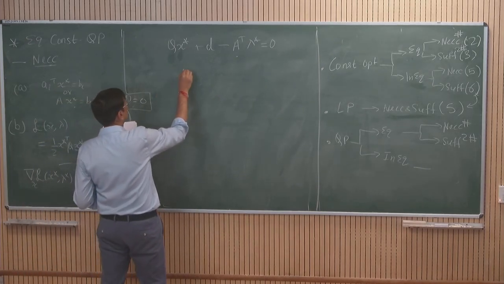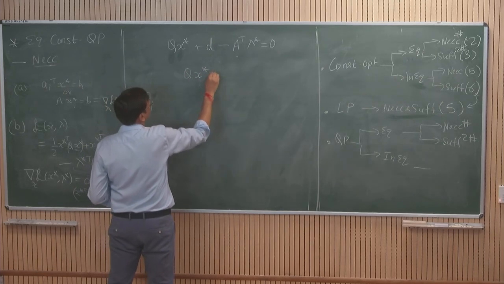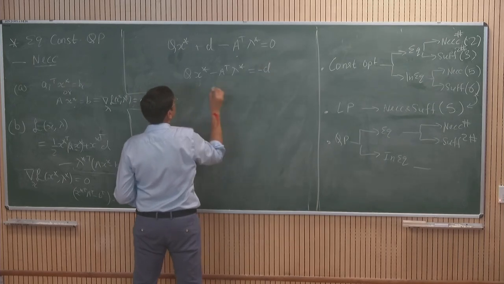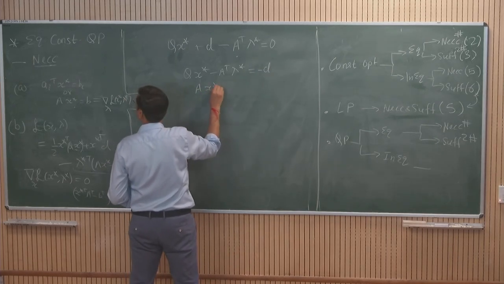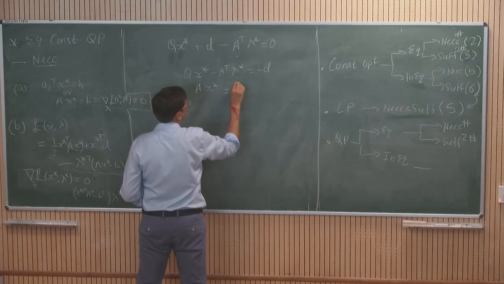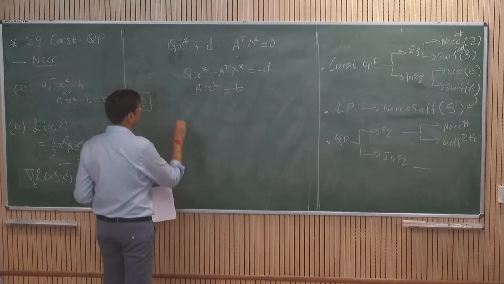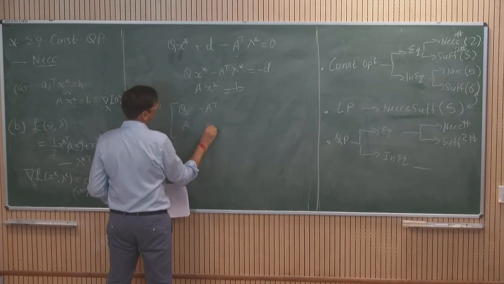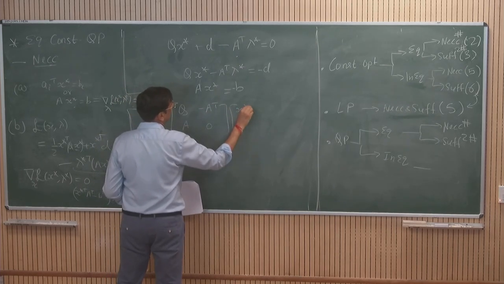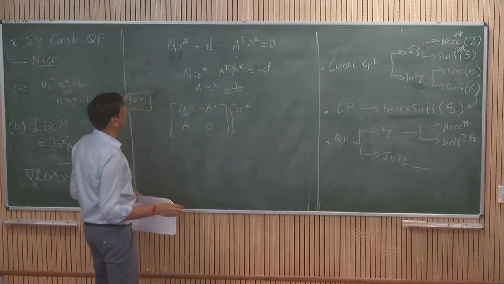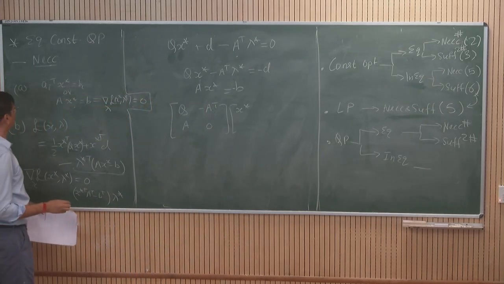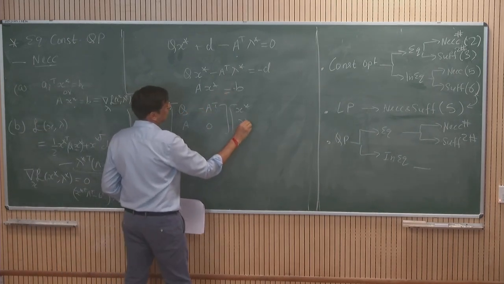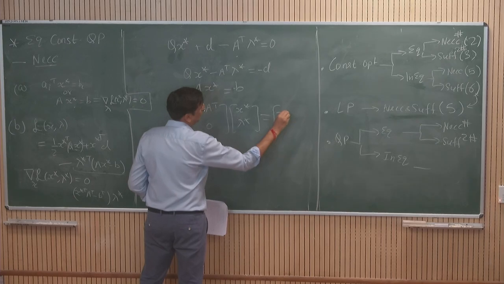Or we want to write this. So we'll write this as Qx star minus A transpose lambda star is equal to minus D, and the other one is Ax star is equal to minus B. So you had to write this, it was Q minus A transpose, A 0, times x star, lambda star, equal to minus D and B. Sorry, equal to plus B, sorry. It's still plus B.